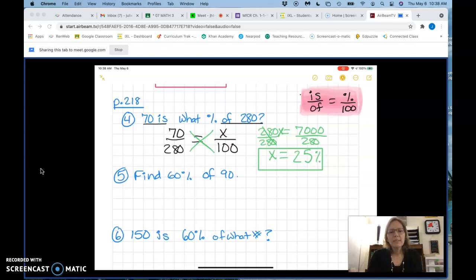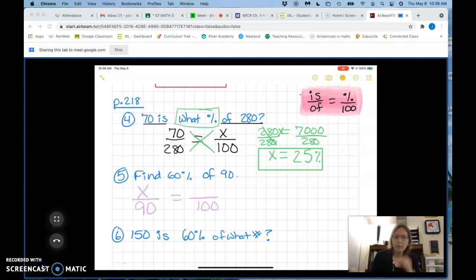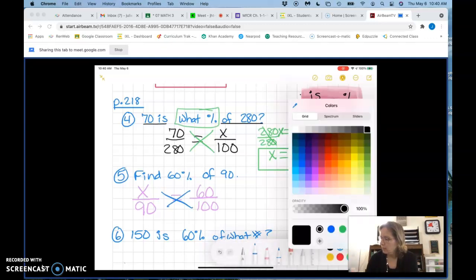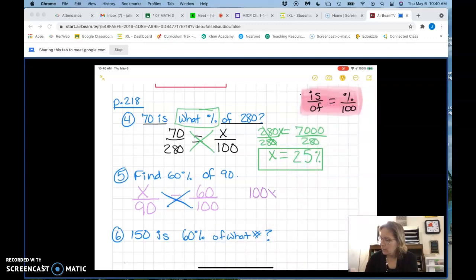Okay, so 25% is our answer, and they were asking for percent, so I know I found the right thing. For the next one, we just talked it out and figured out where each number goes. Cameron noticed there's no is, so is our x number this time. And now we will cross multiply and see what we get. So I get 100x equals 5,400. Then we're going to divide both sides by 100. That equals 54. So our is number is 54.